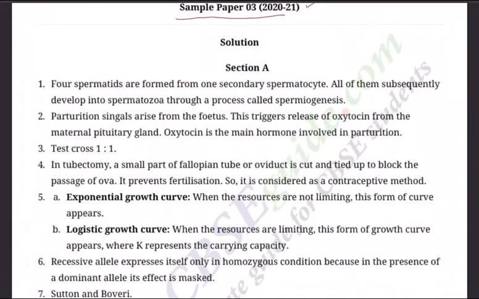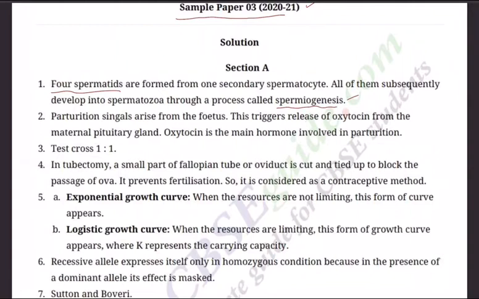Last time around I gave you questions of section A. Now I am giving you the answers. Section A, question 1. How many spermatozoa are formed from one secondary spermatocyte? Of course, all of you know, 4 spermatids are formed from one secondary spermatocyte.